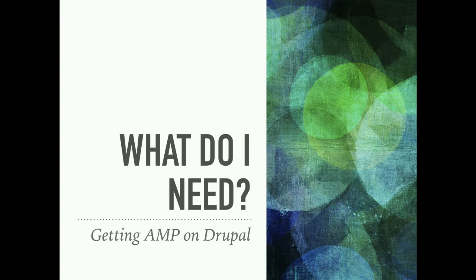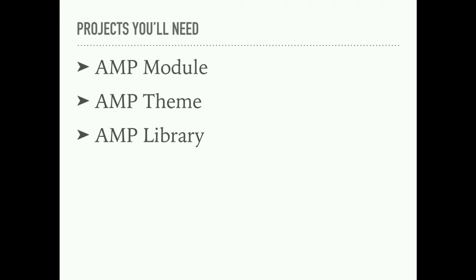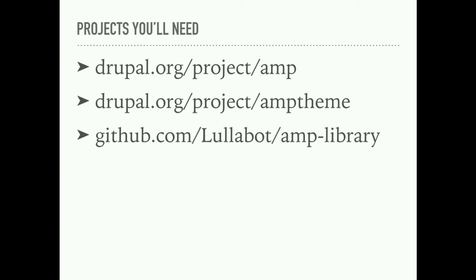So how do you get that working on Drupal? How do you make that a thing? So we have three parts to this. We have a module, and we have a theme, and we have a library. And they all work together to do all the AMP things that you want. And so AMP and AMP theme are both in beta stage on Drupal.org, and the AMP library is available on GitHub, and this is a PHP library, and it is available through Composer.